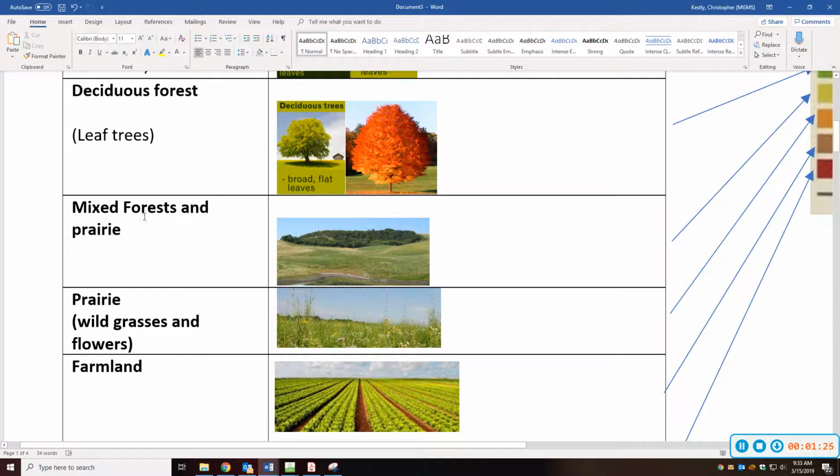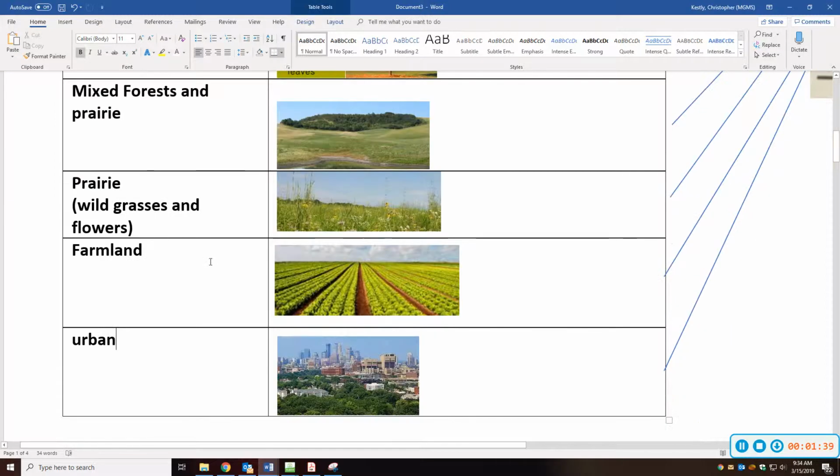Next one is mixed forest and prairie. So this is where wide open grassy lands meet some forest. Next one is prairie. Prairies are wide areas with wild grasses and flowers. Next one is farmland. This is basically where forest or prairie has been changed into areas where we grow crops. And finally urban, large cities.